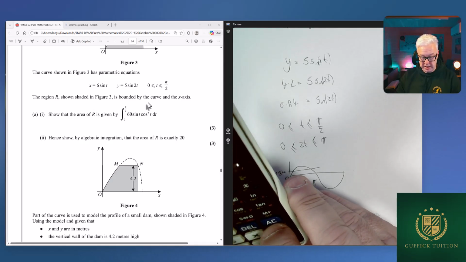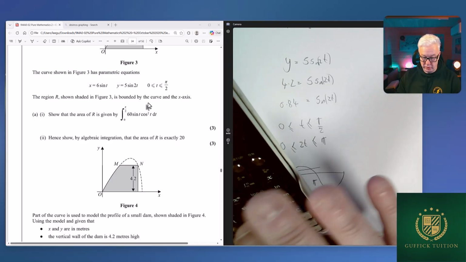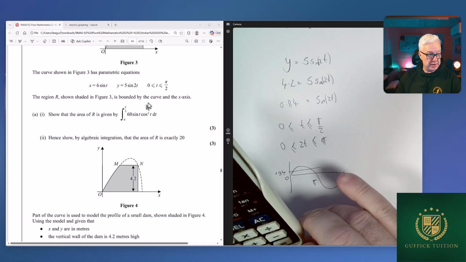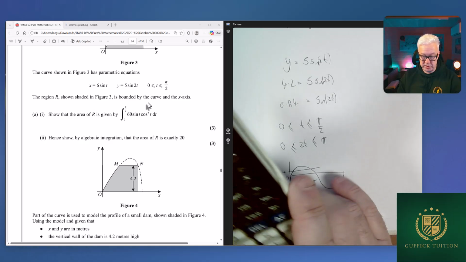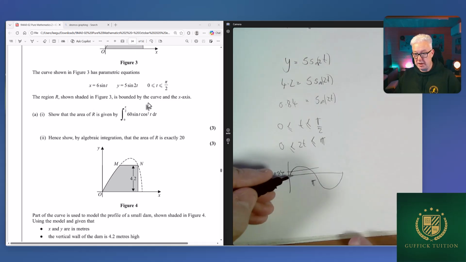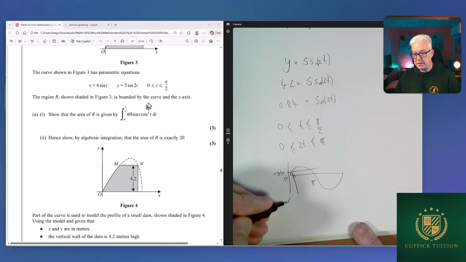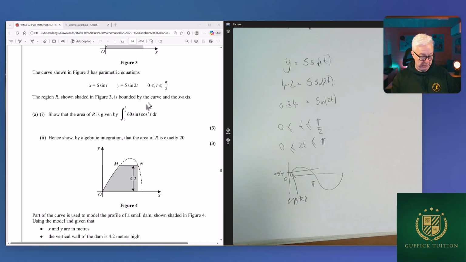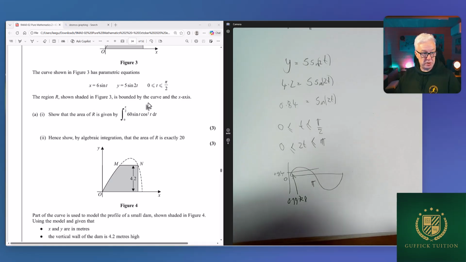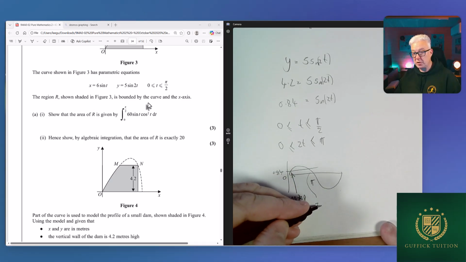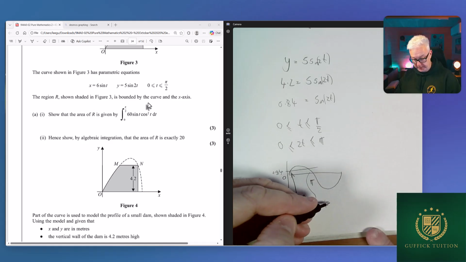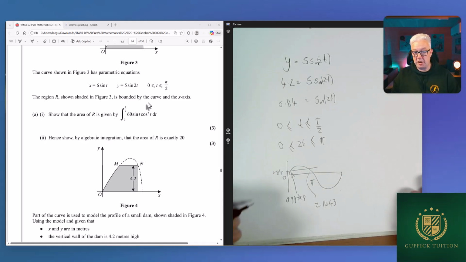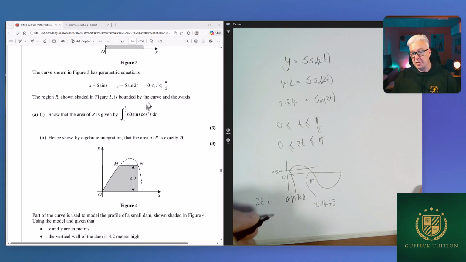I'm going to do inverse sine of 0.84, and that gives me 0.99728. So that must be this value here, 0.99728. And then I'm going to do pi minus that answer, which gives 2.1443. Those values are our values for 2t, so in order to find the t values, we need to halve both of those.